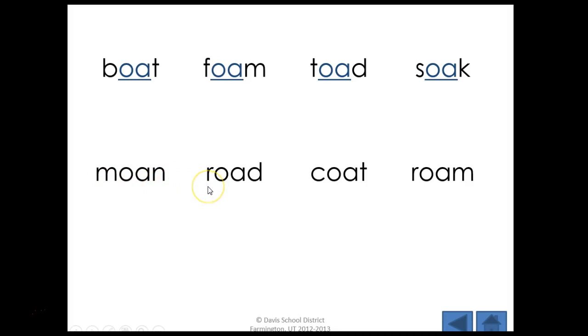Let's look at the next one. Try to say it out loud. Blend it together. Remember, blending means you're putting it together. So start at the beginning and go all the way through. Go ahead and do that out loud now. If you said road, then you are correct. Let's look at the next one. We're going to go a little bit quicker. Say it out loud. Coat.